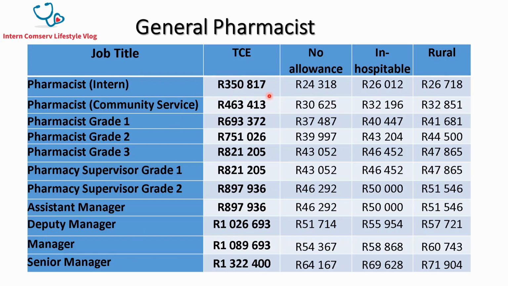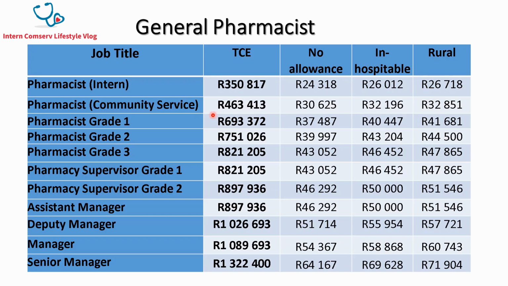As a pharmacist intern, your total cost to employer is 350,817. With the internship and community service, these are contract posts, so you can opt out of pension. Therefore, your salary will increase as you are not paying towards a pension. Without an allowance, your salary is 24,318 rand. With an inhospitable allowance of 12%, your salary is 26,012 rand, and with a rural allowance, it's 26,718.